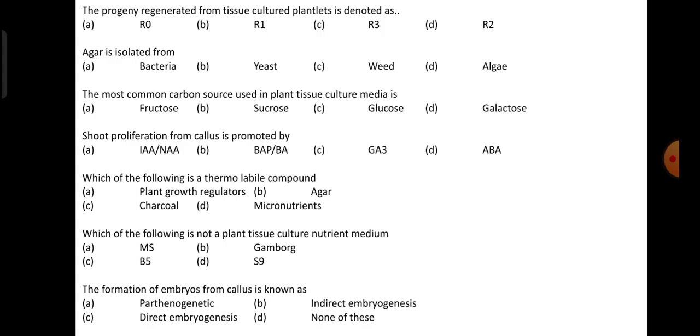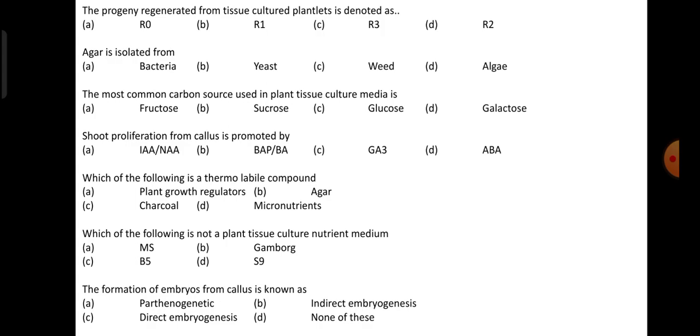Okay. Next question, which of the following is not a plant tissue culture nutrient media? Options are MS, Gamborg B5, B4, and S9. We have already heard MS, Gamborg, B5 are different types of media used for different purposes, whereas S9 is not any media or plant tissue culture media. Okay, answer is S9.